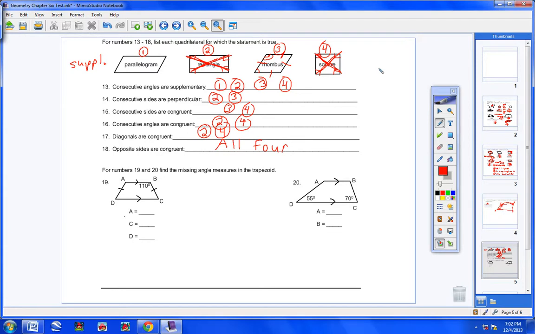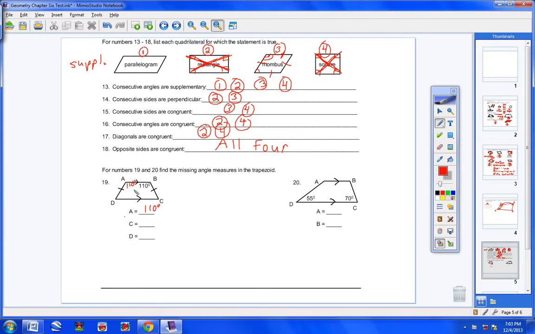Okay, let's take a look at numbers 19 and 20. Find the missing angle measures in the trapezoid. Now, okay, here we go. Notice that we have an isosceles trapezoid. Do you see that? Because of that, the base angles, we went over this in class when we studied trapezoids. In an isosceles trapezoid, the base angles are congruent. That means if this is 110, then angle A is also 110.